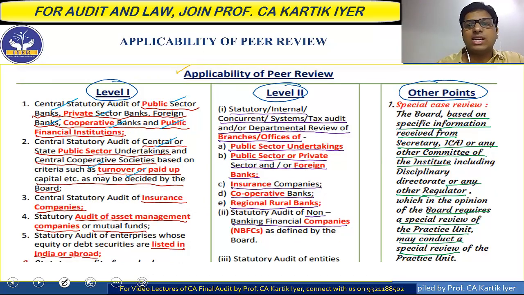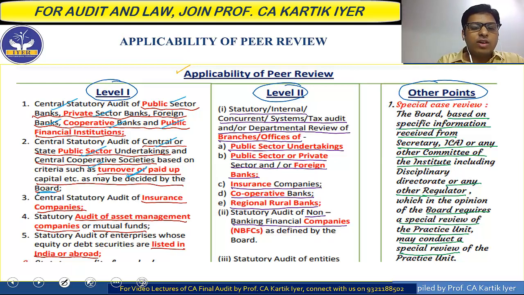So if my firm, let's say Kartik Iyer and Associates, is having public sector banks, private sector banks, foreign banks, cooperative banks, or public financial institutions, or we saw the public sector undertakings here, central cooperative societies, which are satisfying the criteria of turnover or paid-up capital as decided by the Peer Review Board, only then will it be said that I am doing the audit of level 1 entities, and hence my peer review should happen once in every 3 years.